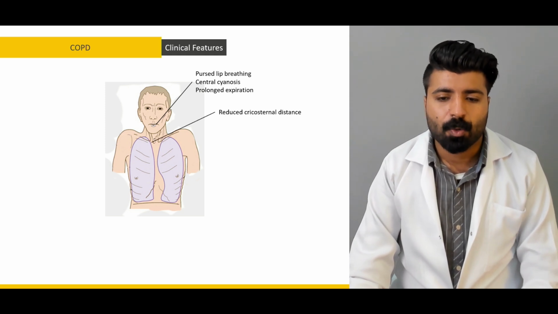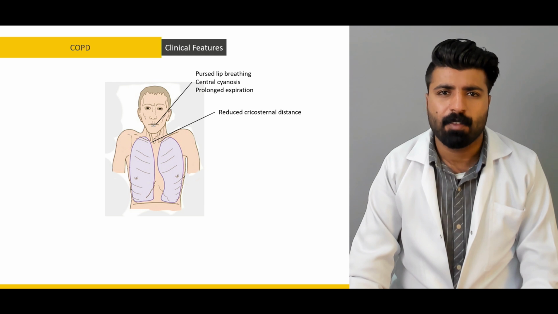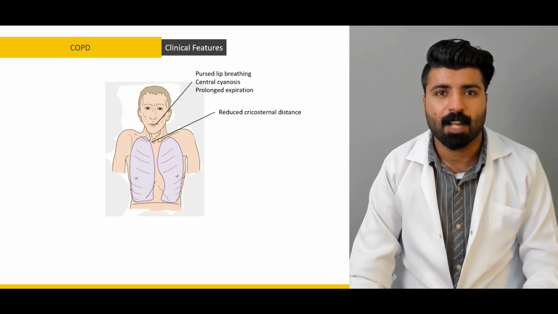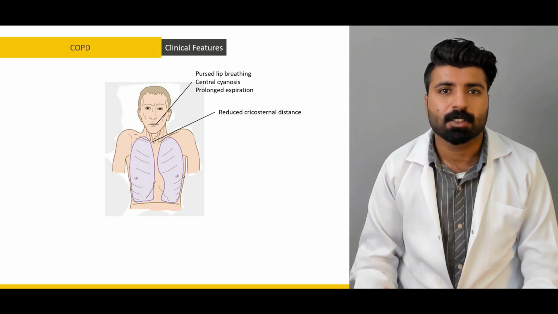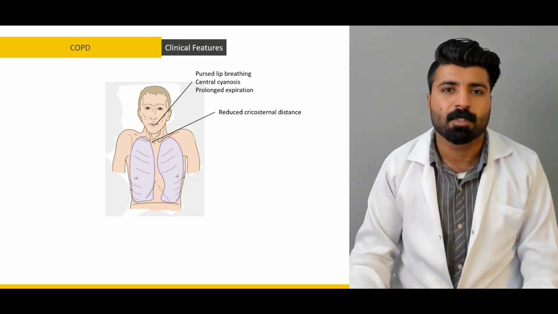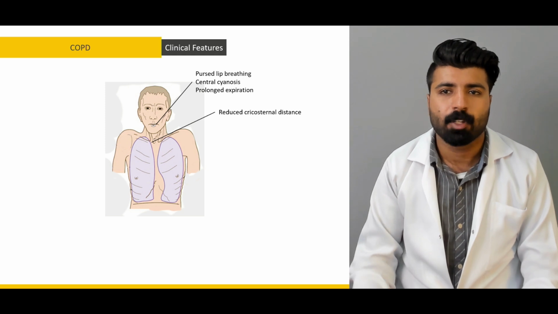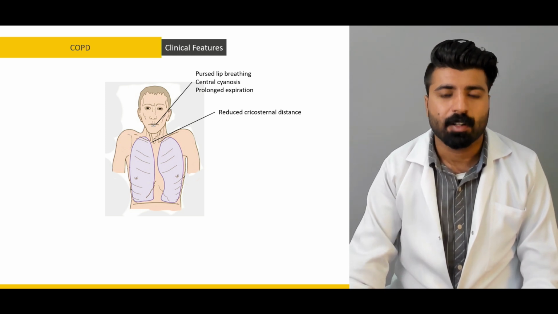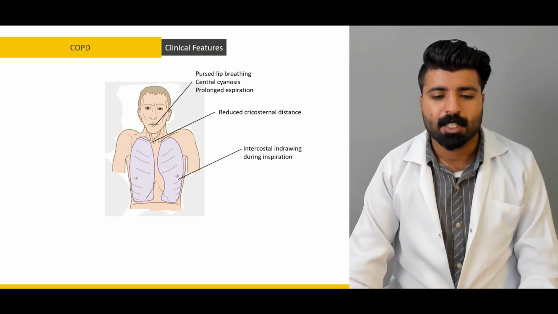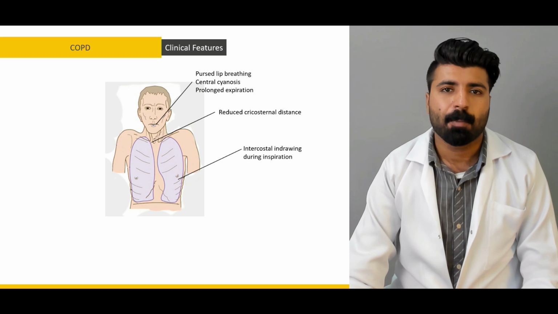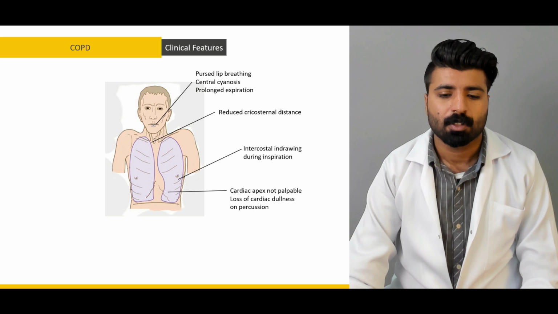Reduced cricosternal distance. Why will that happen? Because of muscles. They're compensating for that alveolar problem. I told you earlier about that. What's the major instinct of muscles? They're going to pull up. They're going to get distended. Intercostal indrawing during inspiration. This will happen because you want to use the accessory muscles so much.